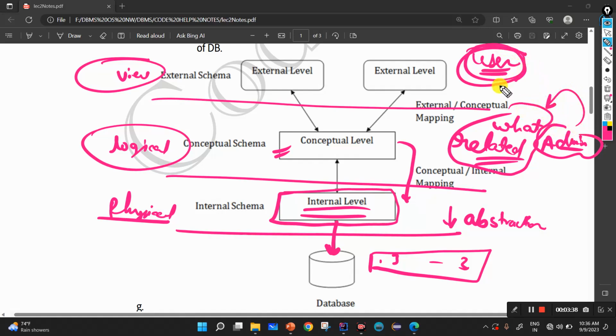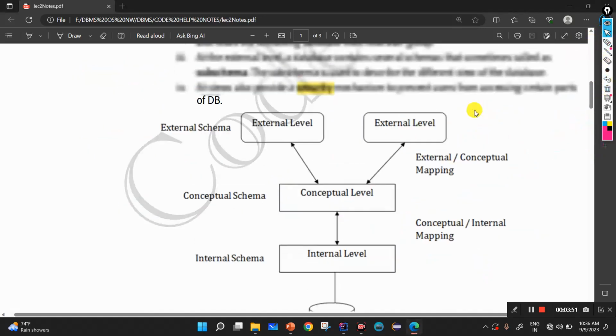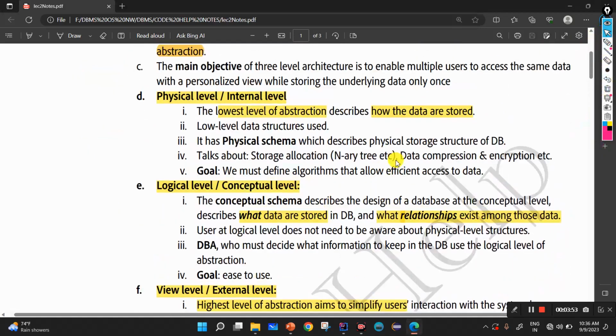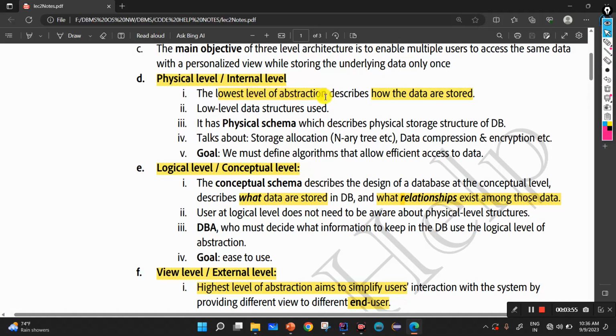And the user, what the user wants, is he isn't interested in this kind of thing. He just wants the functionalities, he is just interested in some functionalities. So this kind of thing is our view level schema. You can read over there. Low level of abstraction, how data is stored, this is our physical level.